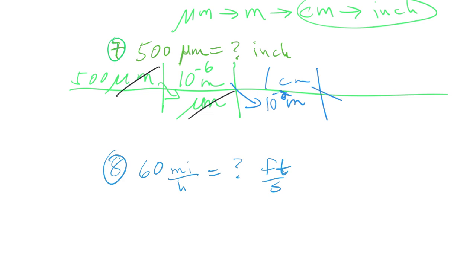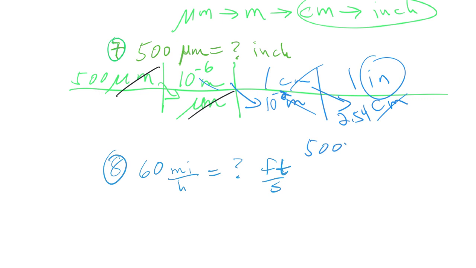Okay, now I can bring centimeters down. I know on the table I used 2.54 centimeters is 1 inch. So I'm finally there. The meters canceled out, the centimeters cancel out, leaving inches. So I'd write 500 times 10 to the negative 6, divided by 10 to the negative 2, divided again by 2.54.